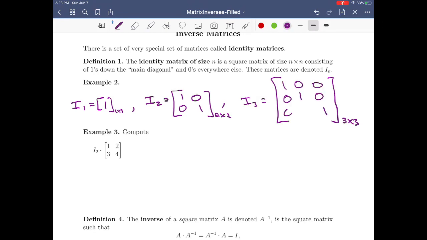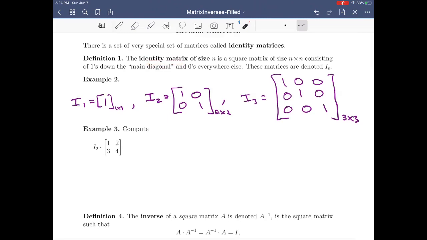and 0s everywhere else. The main diagonal is from the top left to the bottom right. This looks like the diagonal form that we were trying to achieve when we were row reducing. They have the same form as that, but here they're just a single matrix. These are called the identity matrices. So what's special about these matrices?